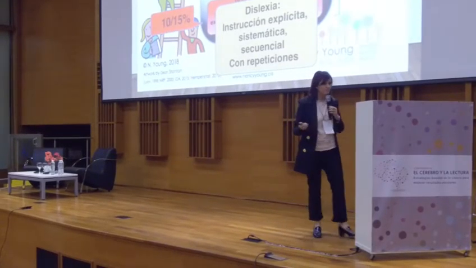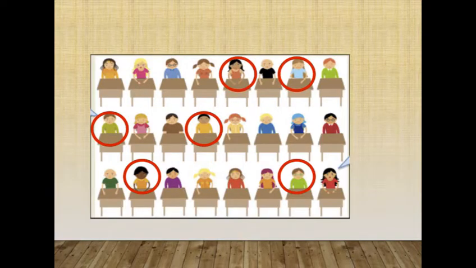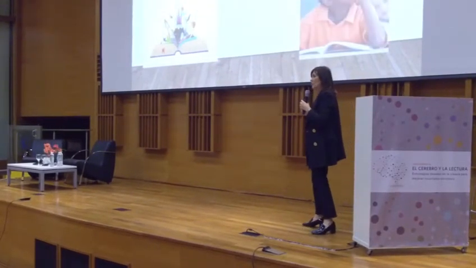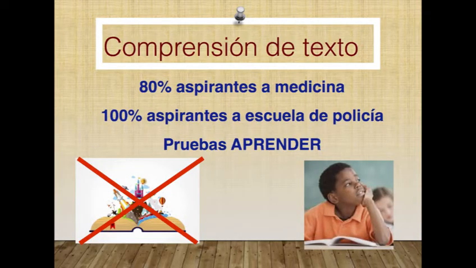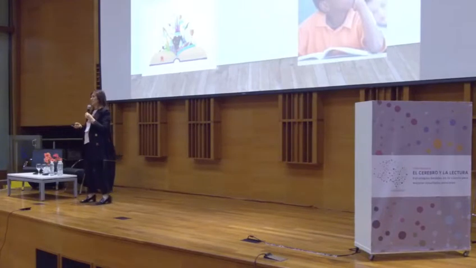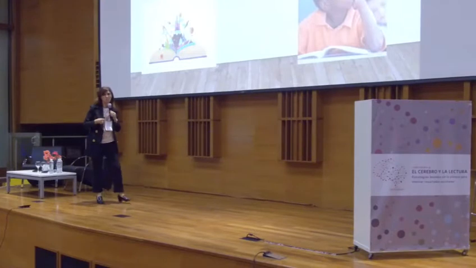The question is, are we going to work with some or with all of them? Are we going to teach those who learn 5, 20 or 30% more, or are we going to teach everybody, all our students? I want to close by talking about reading comprehension. This is not an isolated discipline. It's not something that I learn separately. It's the result of learning how to read.